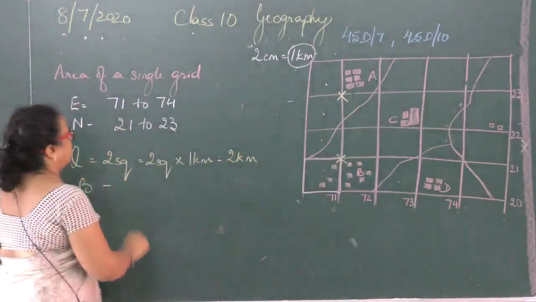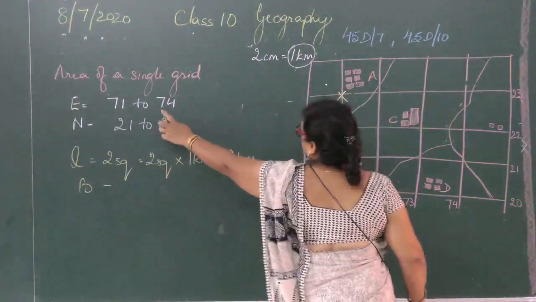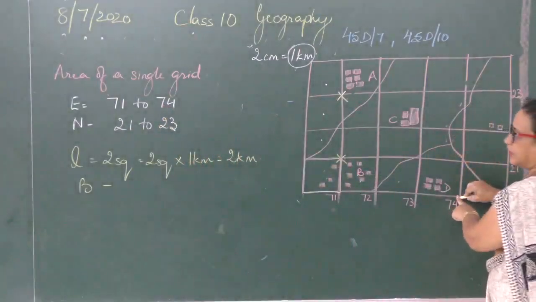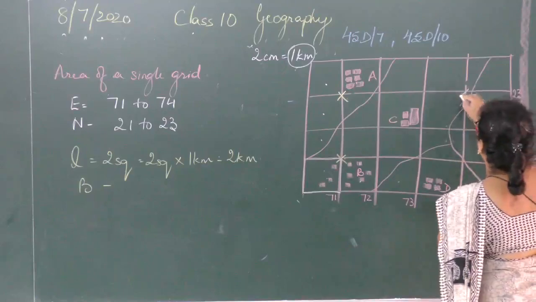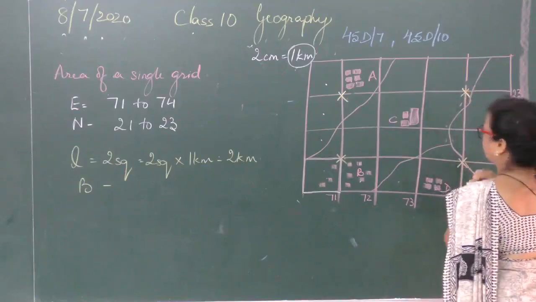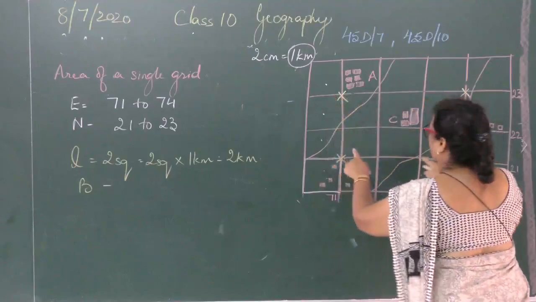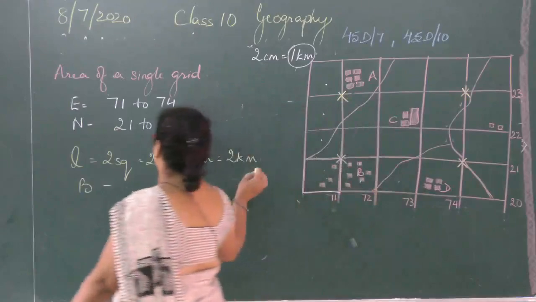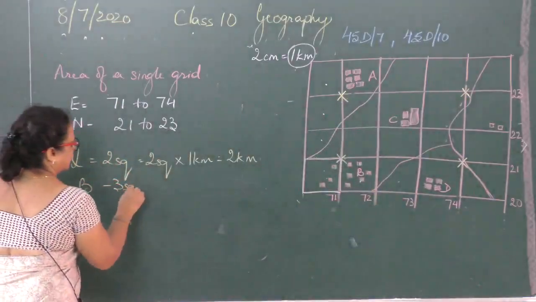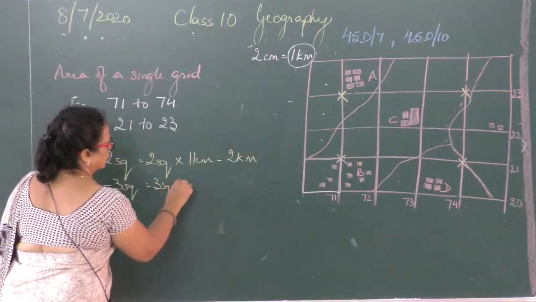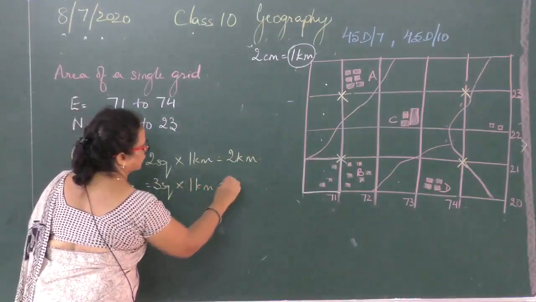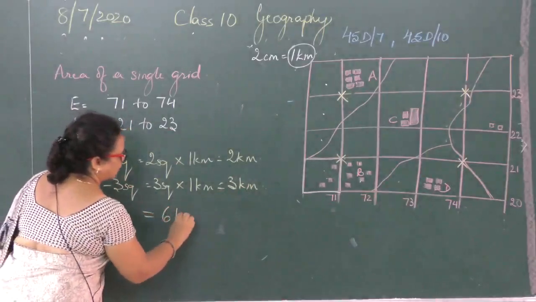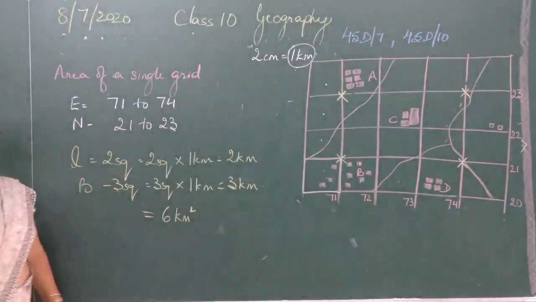And breadth will be now on the 74th easting, that limit has been given. Where is your 74? Here. Clear? On 74 again 23 coincides here, 21 coincides here. This is the block which you have to find the area of. Clear? So 3 squares are there. 3 squares into 1 kilometer is equal to 3 kilometers. 2 3s are 6. Your area is 6 square kilometers.